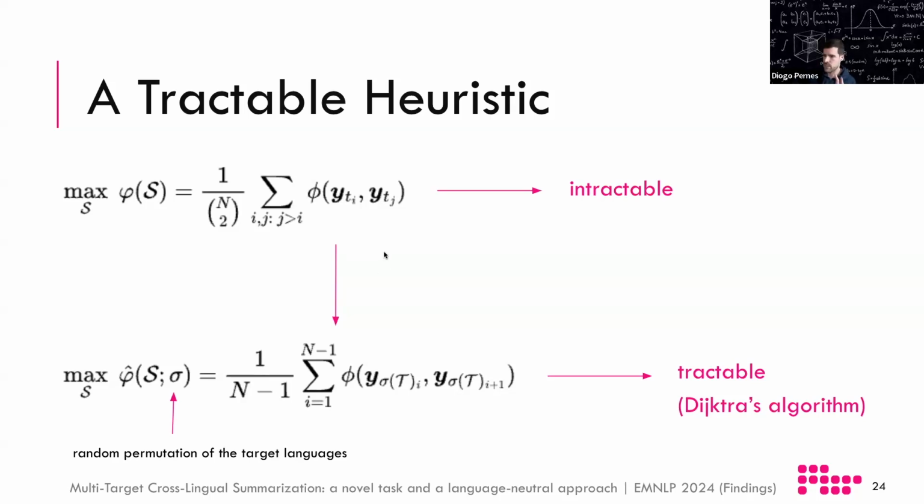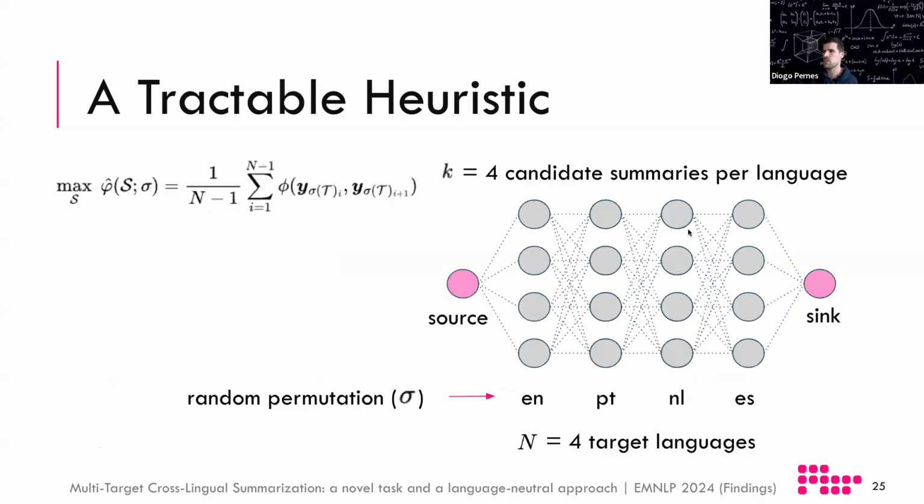So instead of considering all the pairwise similarities between the summaries in all the languages, if we assume that the languages have an order, then the problem becomes tractable, and you can find the exact maximum using the shortest path in a graph, using basically Dijkstra's algorithm. And I will explain how in a minute.